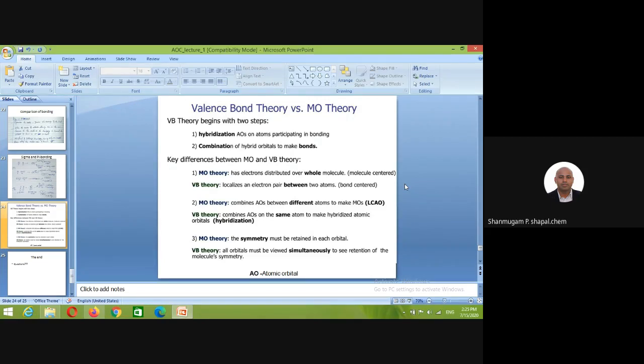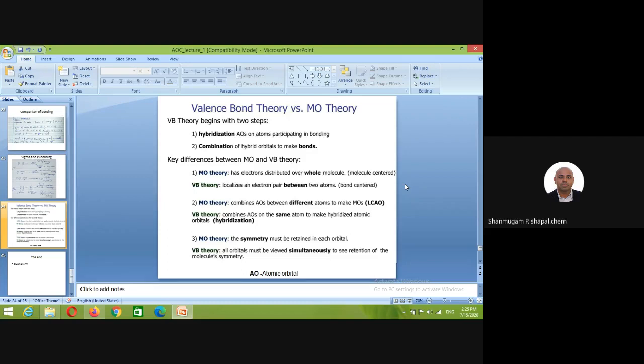You see there is a difference. The atomic orbitals will start to participate first, and the hybrid orbitals will try to combine together and form a very strong bond. Okay. So now we see the difference between the valency bond and the molecular orbital theory.